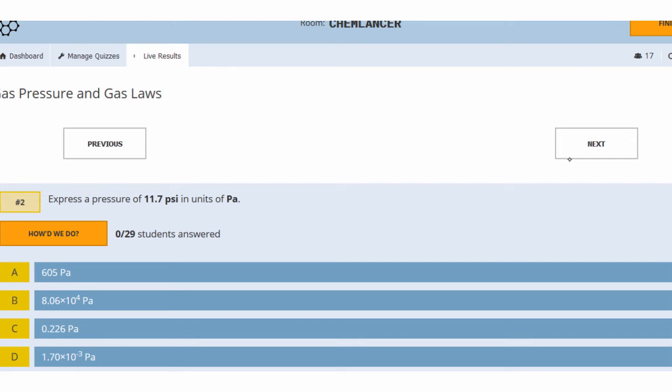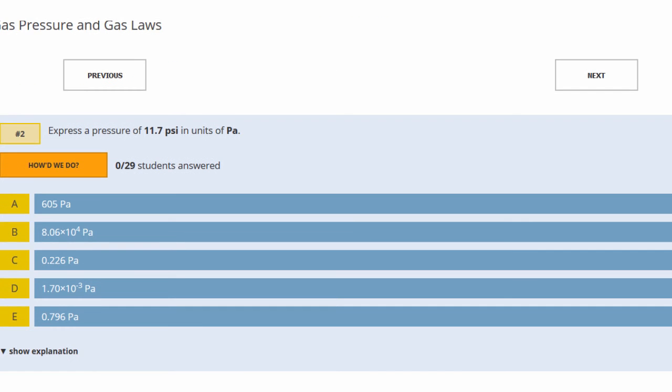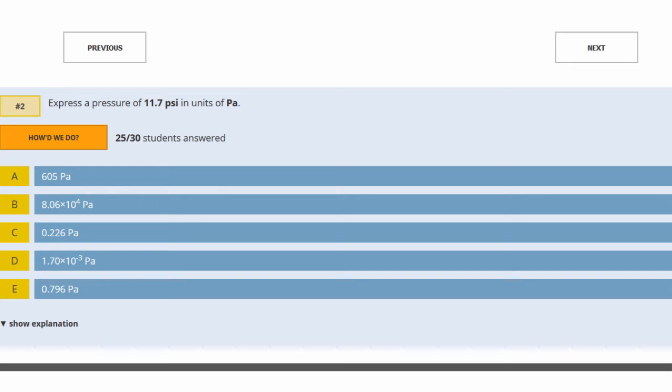All right, you do the next one, and you'll see your choices there on the Socrative app. I'm going to take 11.7 pounds per square inch and convert it to units of pascals. Now help each other out if you need to. 5, 4, 3, 2, 1.